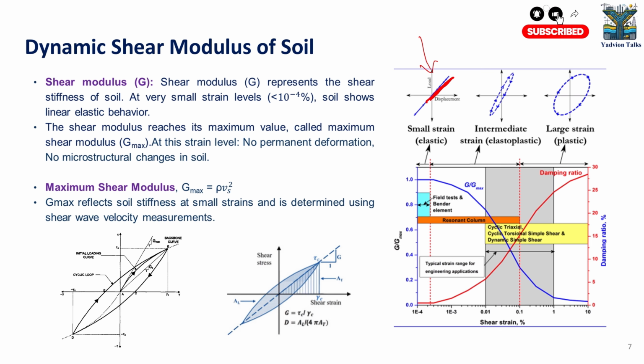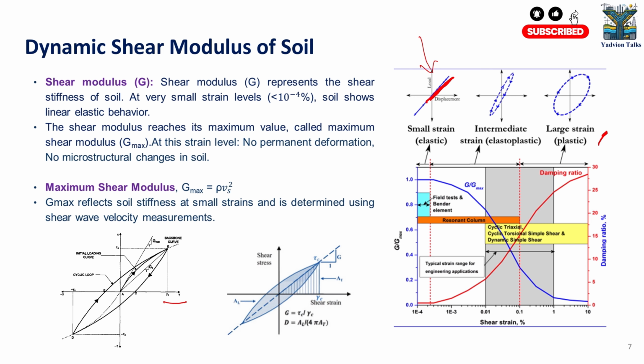What is maximum shear modulus? Gmax is equal to rho Vs squared, where the density multiplied by the shear wave velocity squared is called the maximum shear modulus. So what happens when the strain increases? Some absorption of energy takes place, which is called damping. When the energy is very large, damping will get higher and permanent deformation can be observed in the sand or soil. Now you can see the hysteresis loop, the leaf-like structure called the hysteresis loop.